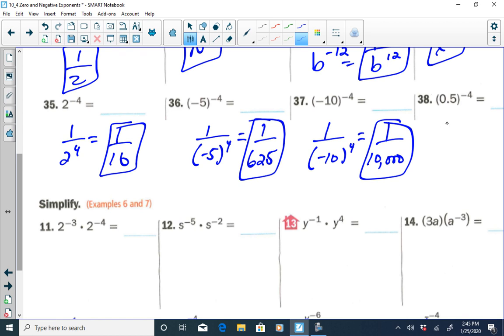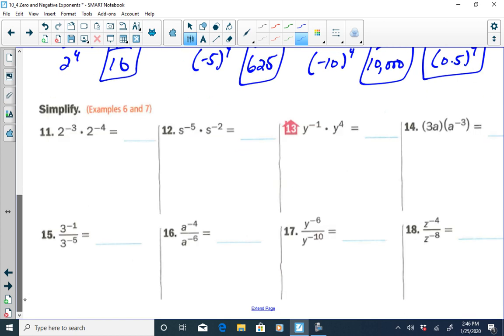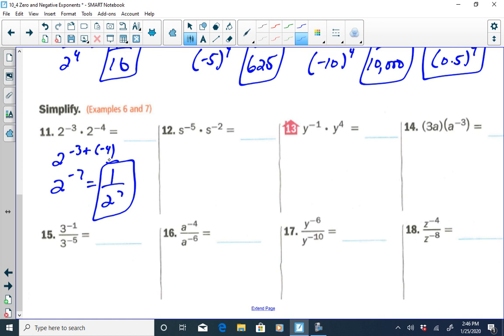Here, this is going to be 1 over 0.5 to the 4th power. Let's finish it up here. This is going to be 2 to the negative 3 plus negative 4. So that's 2 to the negative 7, which is 1 over 2 to the 7th power. Next, we have s to the negative 5 plus negative 2. So that's s to the negative 7, which is 1 over s to the 7th power.